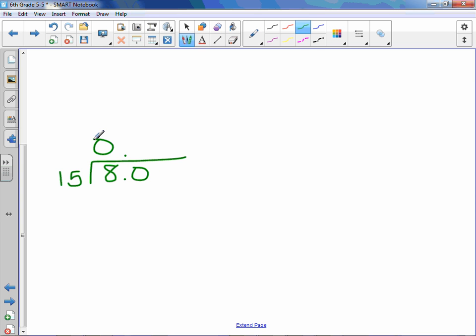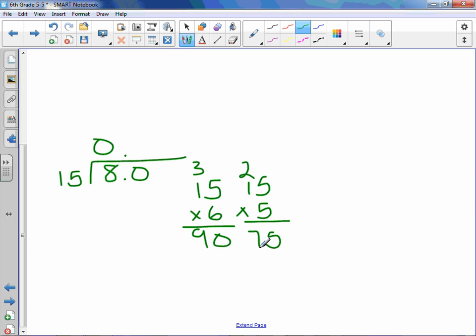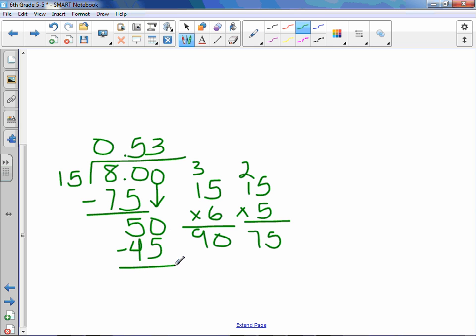15 can't go into 8, but into 80, let's try 6. That was too much, so it's definitely 5. So 75, it goes in 5 times, 80 minus 75 is 5. Bring down the 0. 15 into 50 is 3 times. That one I know is 45. Subtracting, get 5. Bring down a 0. And it looks like we're going to have a repeating decimal. Okay, 0.53 repeating.